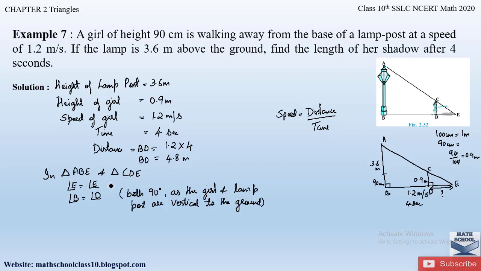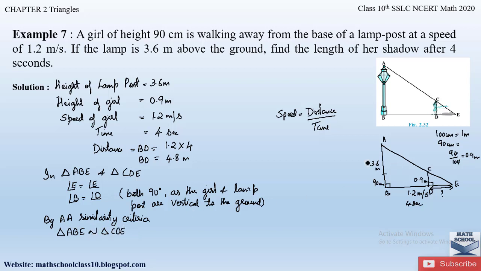So now we can observe that there are two angles which are equal in these two triangles, that is in ABE and CDE. Therefore, by angle similarity criteria, we can say that the triangle ABE is similar to triangle CDE.